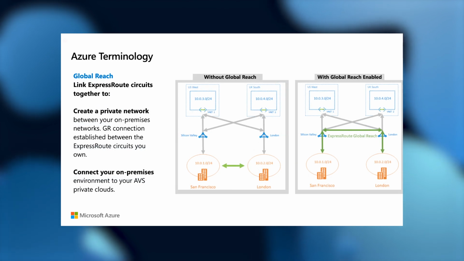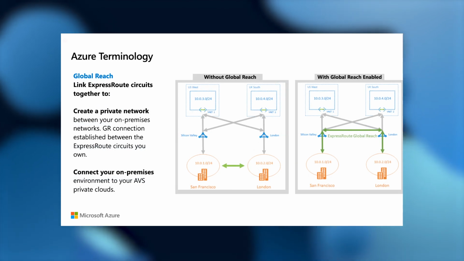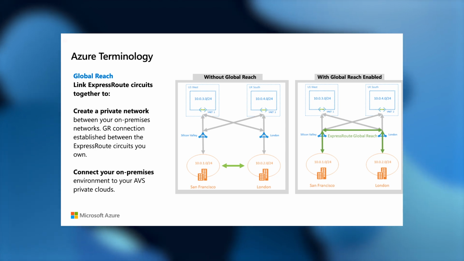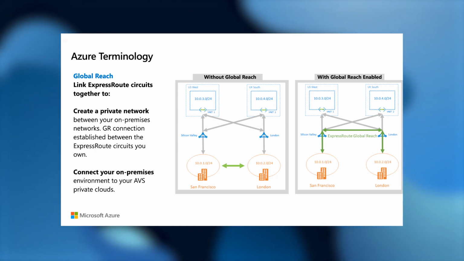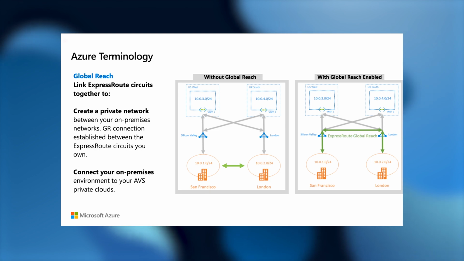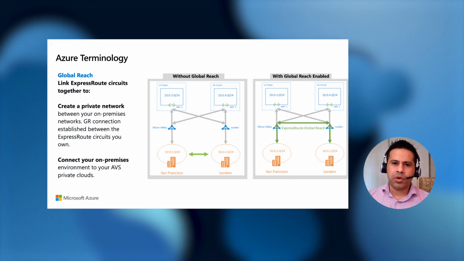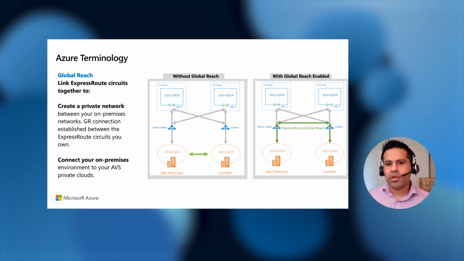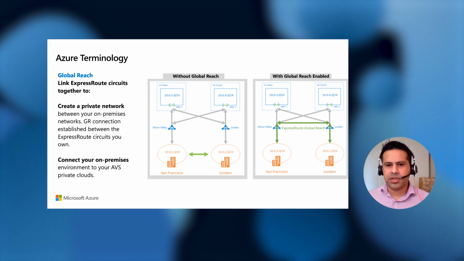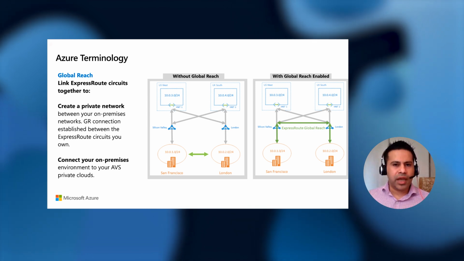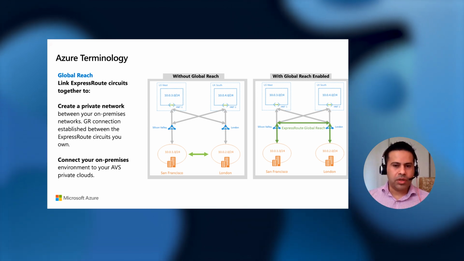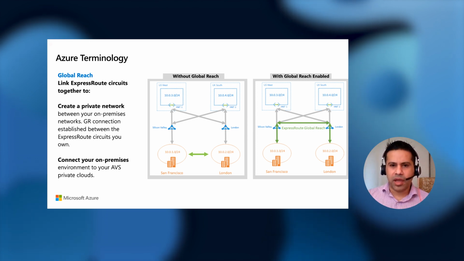Moving on to another important term, which is Global Reach. Now, by definition, Global Reach is simply stitching two ExpressRoute circuits, and it would connect your two or more on-premise data centers through Microsoft's Azure Global Backbone Network. Now, what do I mean by that? Let me explain with the diagram.